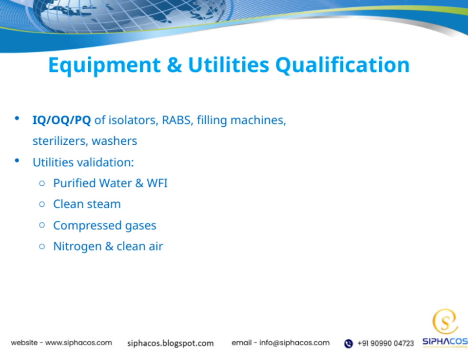Compressed gases, including nitrogen and clean air, are often used in filling and sterilization, so their purity and supply reliability need validation too. Overall, equipment and utilities qualification are foundational elements of our quality system. They ensure that every part of our operation, from equipment to utilities, is working correctly, safely, and in compliance with regulatory standards. This, in turn, helps us maintain product quality and patient safety throughout the manufacturing process.